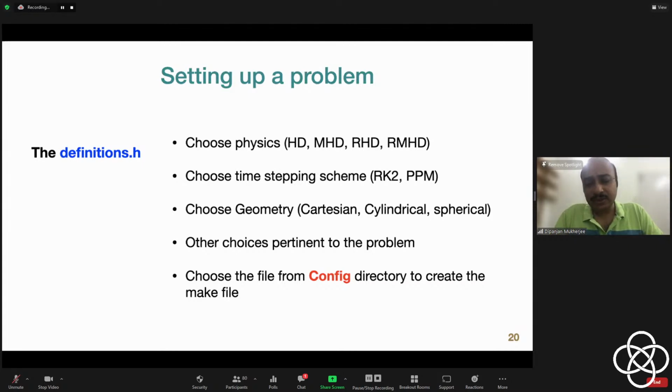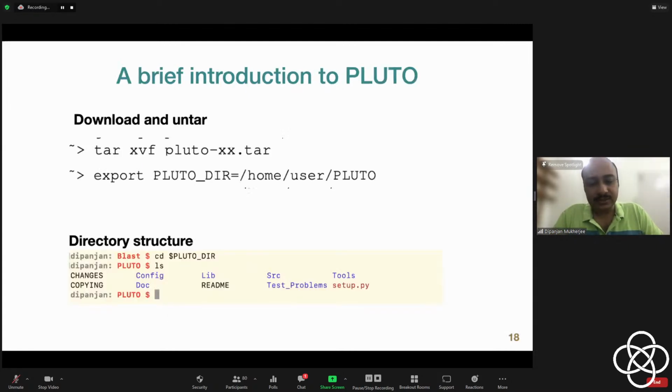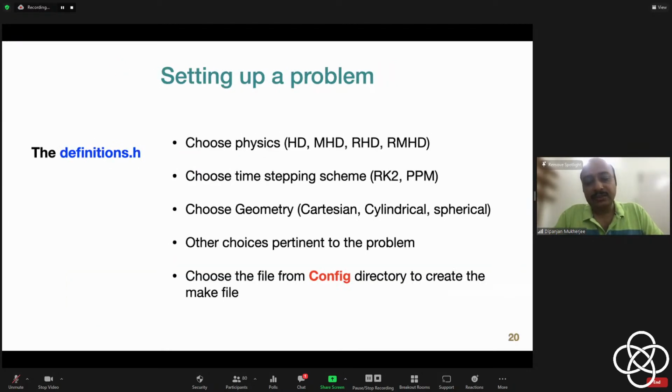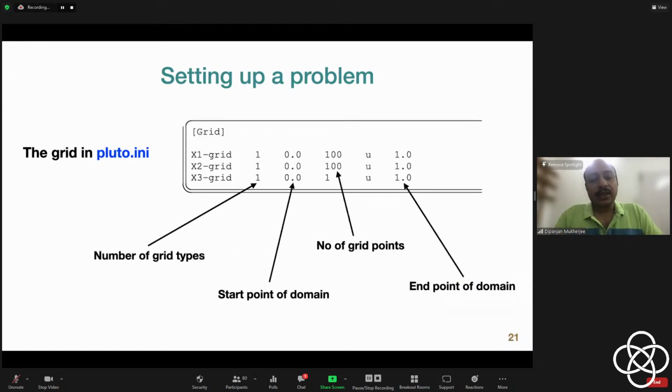And then you have this config directory. So if I go back, this is the config directory. There it has some predefined templates of choices of compilers. I'll show you that, and you have to choose one of them to run the code. And then you have this pluto.ini. For example, in the ini file, we initialize certain settings. For example, this is how we define the grid.